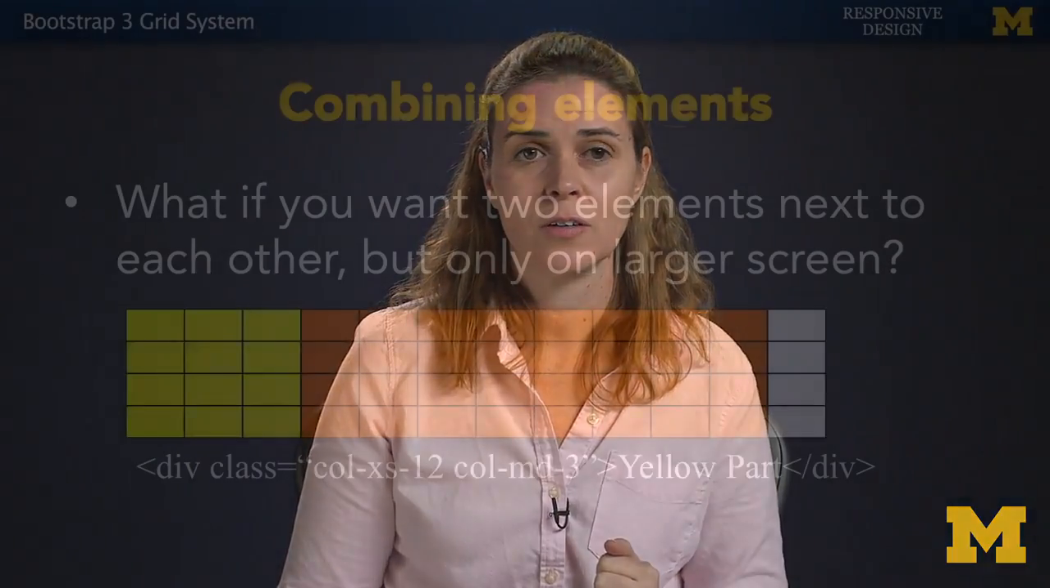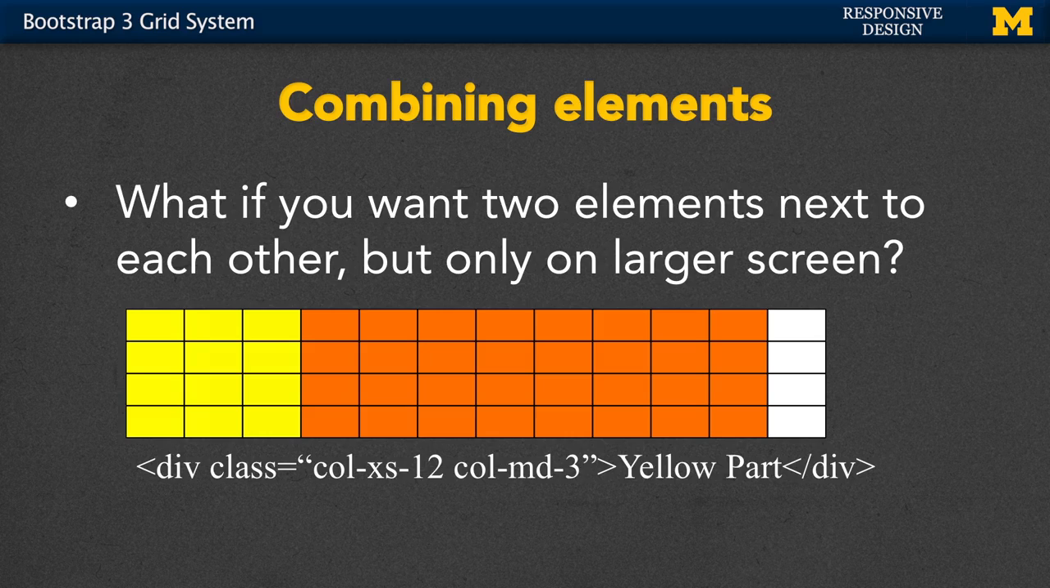But what if you want 2 elements next to each other, for instance, but only on a larger screen? Separate block, small screen, inline block on a large screen. Well, what we can do is we can start off by saying, oh, that yellow part of our page, well, on a small screen, I want it to take up the full width. But on a medium screen, I want it to take up only 3. So in here, when I'm looking at on a large screen, I'm only taking up 1, 2, 3 columns.